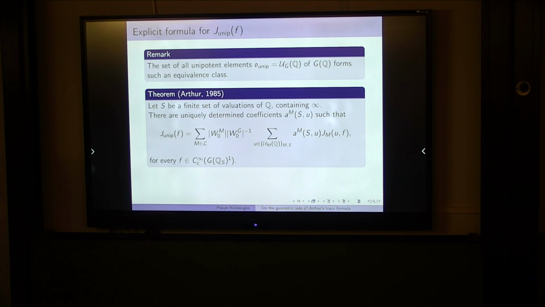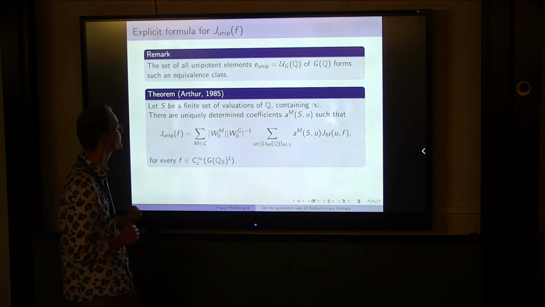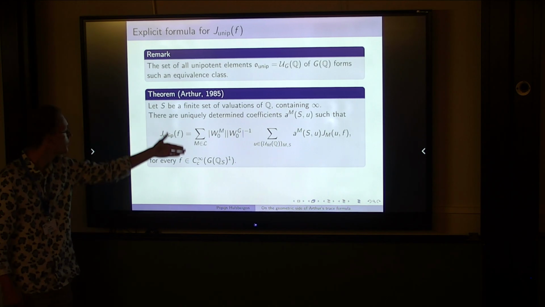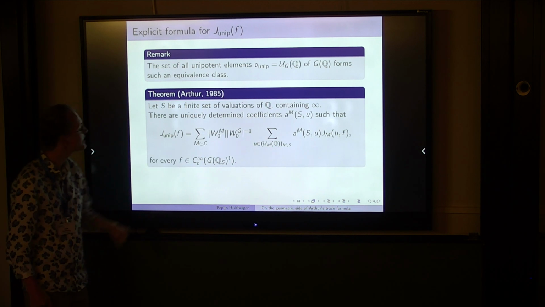It's a formula in terms of local information. S here is a finite set of valuations, or finite set of primes, containing the Archimedean valuation. The formula states that there are uniquely determined coefficients that depend on S and on u, where u is a unipotent element, and M is a Levi subgroup of G. You sum over all Levi subgroups containing some standard fixed Levi subgroup coming from a fixed minimal parabolic subgroup. These factors you don't really have to worry about for now.